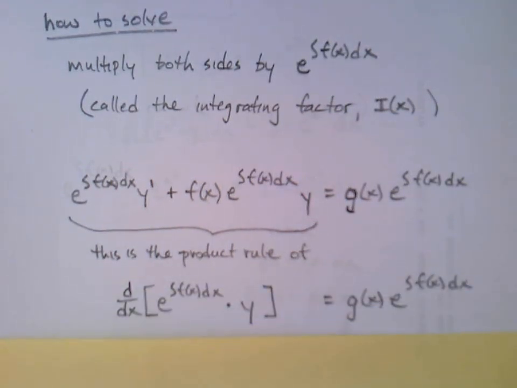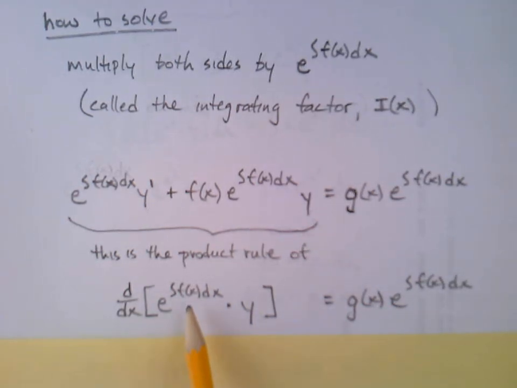I'll show you the next step. All of that is the product rule applied to this. If you were to perform the product rule on e to the antiderivative f of x dx times y, you would get exactly that left side. That is genius. Okay, when we actually do examples, it's going to be a lot more clear that this left side is the product rule of our next step.